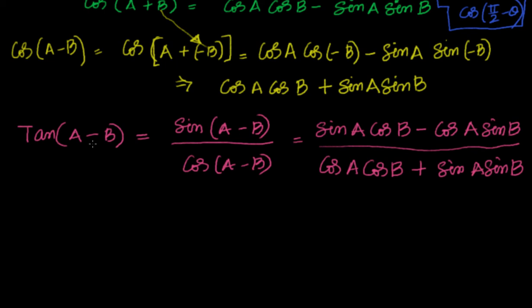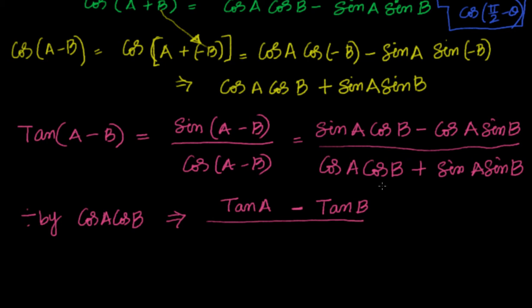Now we want it in terms of tan, so I will divide by cos a cos b. If I divide the whole thing by cos a cos b, it will give me tan a minus tan b. What happens if I divide by cos a cos b? Cos b cancels out, sin a by cos a is tan a. Similarly here cos a cancels, sin b by cos b is tan b. Divided by cos a cos b, the denominator becomes cos a cos b by cos a cos b, which is 1, plus sin a sin b by cos a cos b, that is nothing but equal to 1 plus tan a tan b.